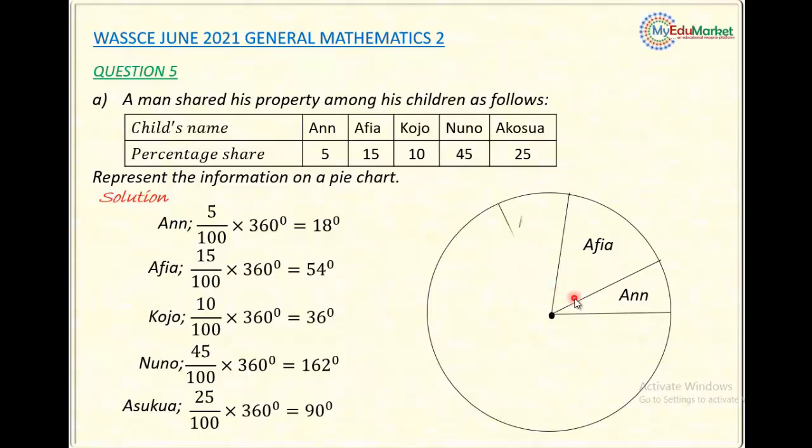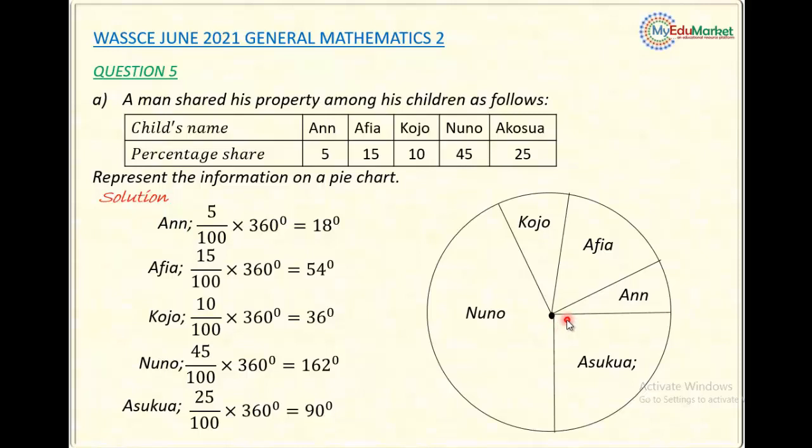If I continue, Kojo is 36. So I'll keep measuring the angles like that. This angle is going to be 36. I'll continue. The last two are Nunu and Asuko. This angle is going to be 162, and this angle is going to be 90. So this is how we draw the pie chart.